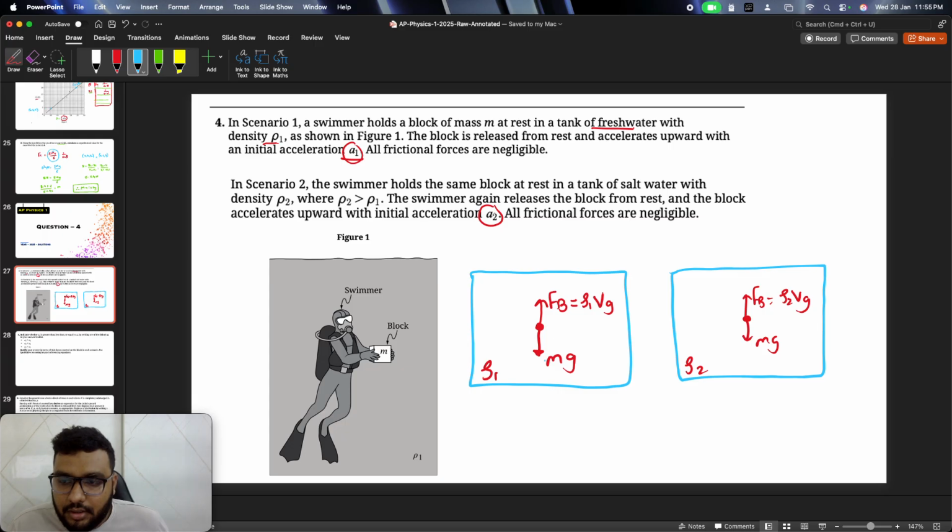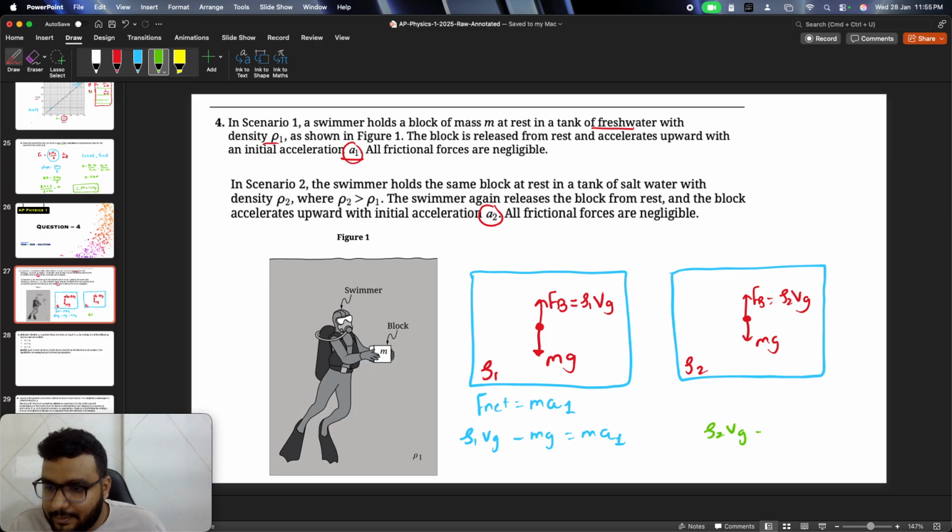Okay, now what is acceleration? Net force equals mass times acceleration, so the more the net force, the more the acceleration is going to be. So the net force here is ρ1 Vg minus mg equals ma, which I can write as a1. In this case I will have the buoyant force ρ2 Vg minus mg, with m the same, and here I will have a2.